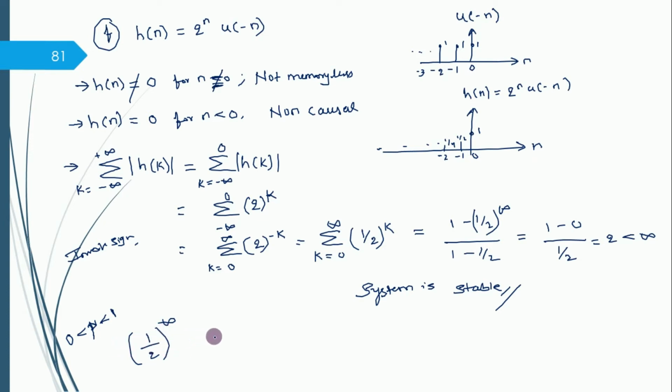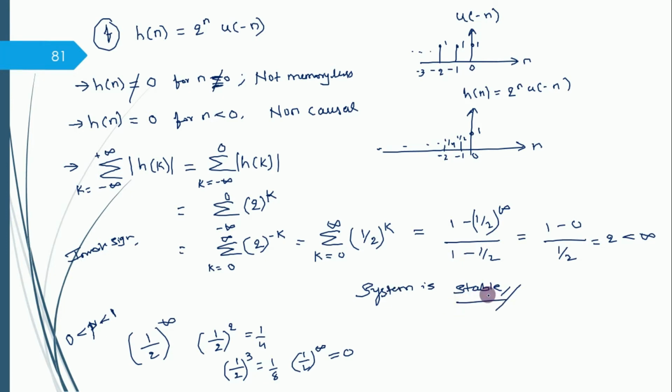For example, let me take it here. 1 by 2 raised to 2 will give you 1 by 4, which is less than this. 1 by 2 raised to 3 will give you 1 by 8, which is very much less. Similarly, 1 by 2 raised to infinity will be extremely small, almost equal to 0. That's why it has been written as 0. I think it is clear to you. The system is stable here.